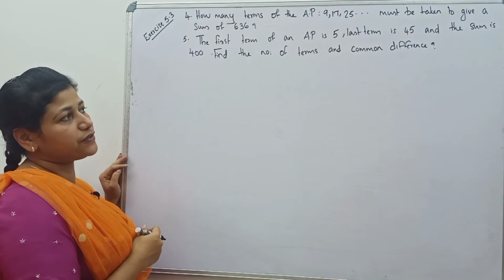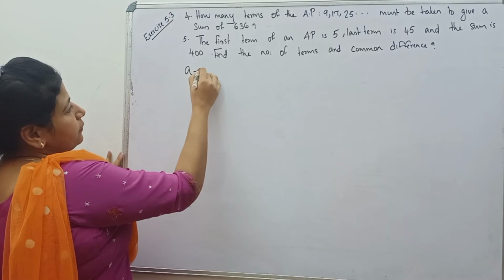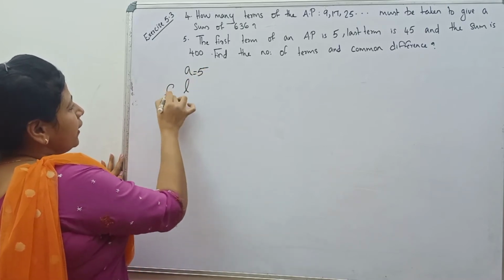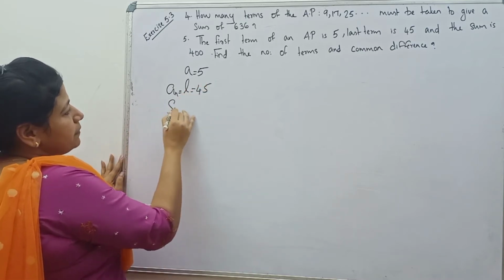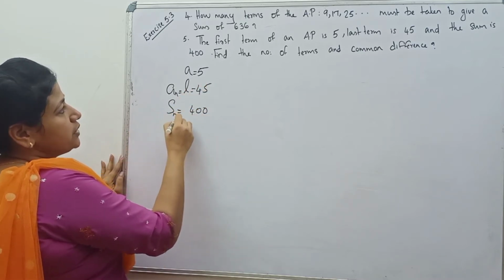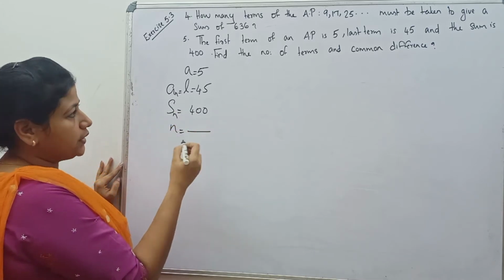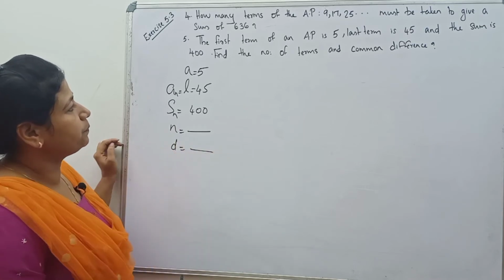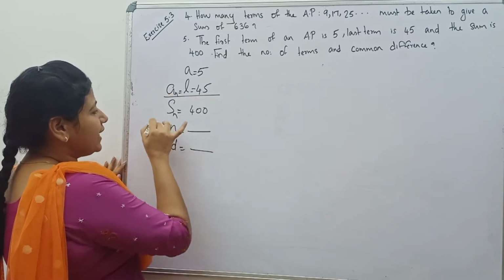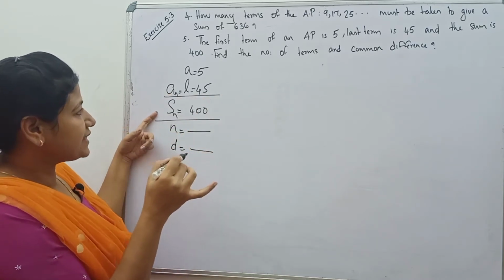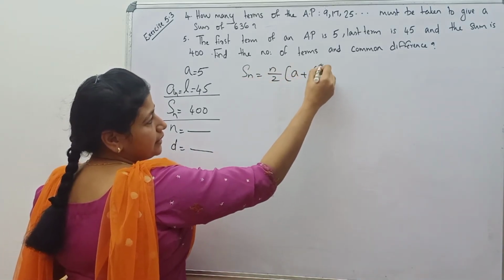Find the number of terms and the common difference. First term of an AP, that is a equal to 5 and last term l, or an, both are correct, is 45 and the sum is 400. Sum to n terms, we don't know how many terms we took, isn't it? Find the number of terms, that means n. n we have to find out, and the common difference d also we have to find out. So in this case, we have to find out n and d. We have an equal to 45 and Sn equal to 400. To find out Sn, we have a formula, Sn equal to n by 2 into first term plus last term, isn't it?